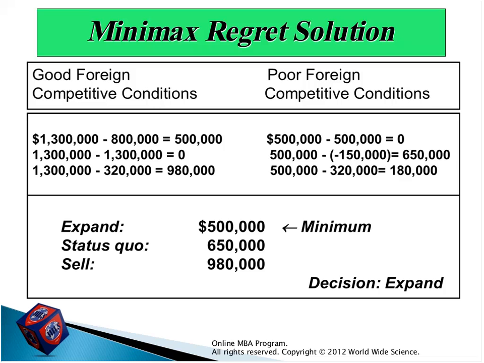Okay. So you determine the maximum number for each of the decisions. Now the minimum of maximums means among these maximums that you just determined, you should select the minimum number among them. 500,000 is the minimum that belongs to the decision of expand. Yes, very good. So minimax regret tells you should select expand.